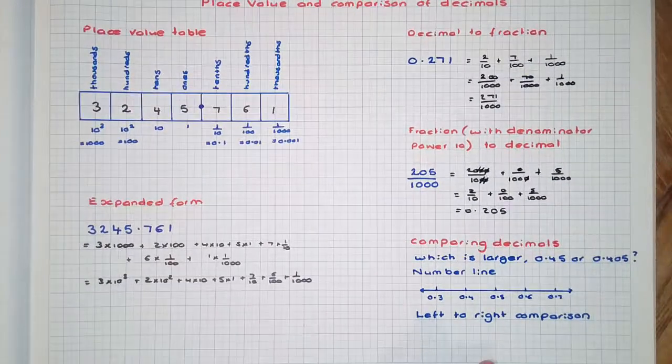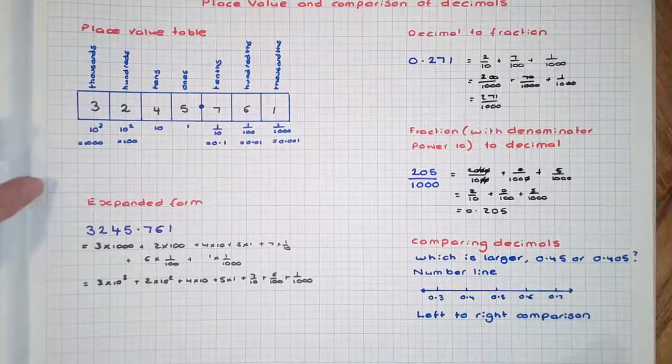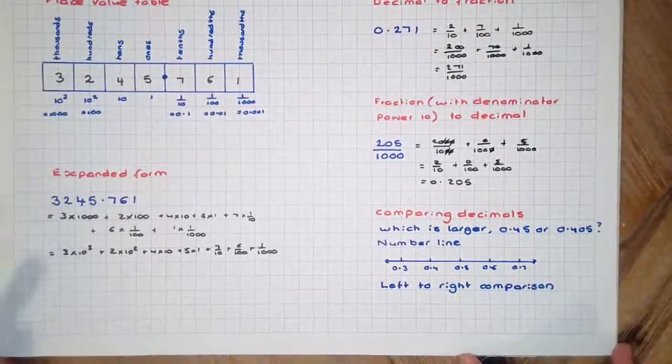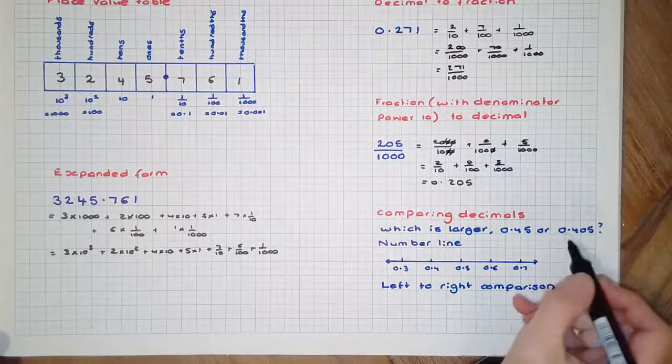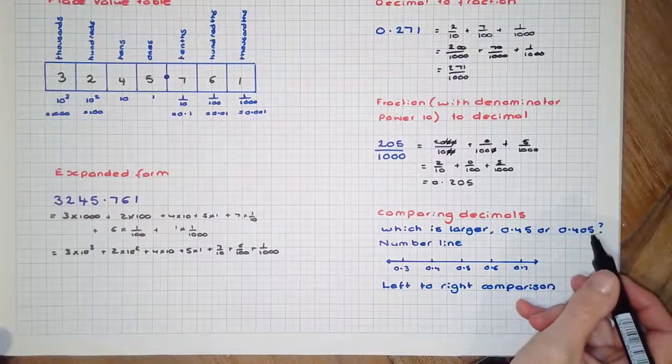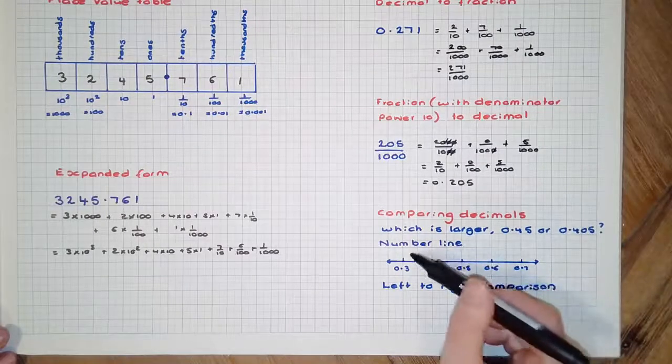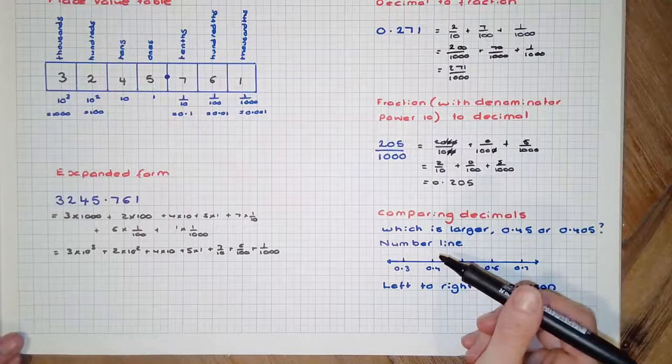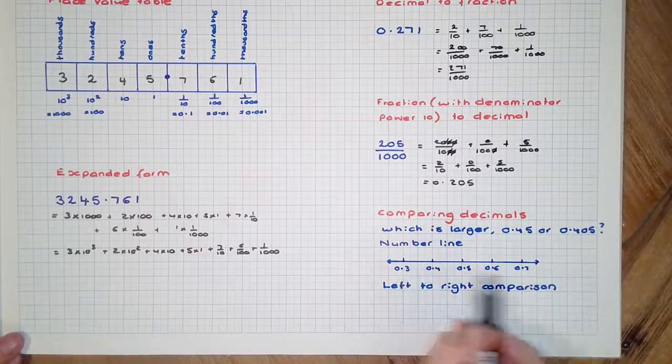Comparing decimals. Which is larger, 0.45 or 0.405? There are two ways to compare decimals. First is thinking about a number line. Here we have a number line going from 0.3 to 0.7.